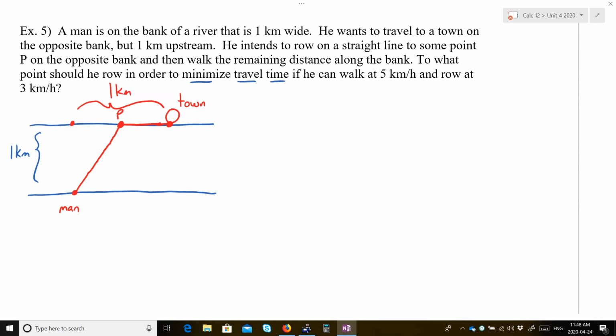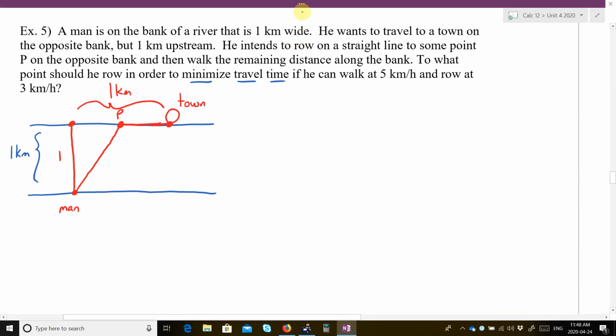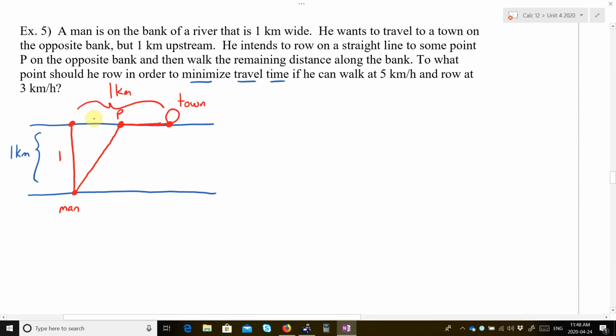Okay, so let's sort of fill in our diagram a little bit more here. Like we can go like this. We know this is going to be 1 kilometer. And he's landing his boat at point P. And we can say, hey, we don't know how far the point P is away from this point that is directly across from the man. So we call this little distance x right here.